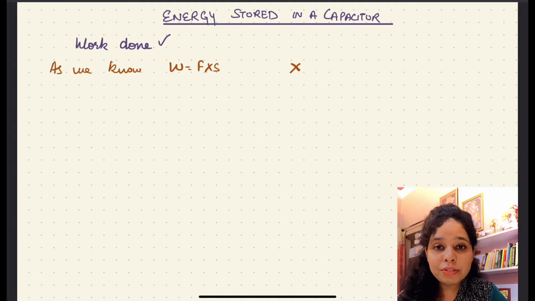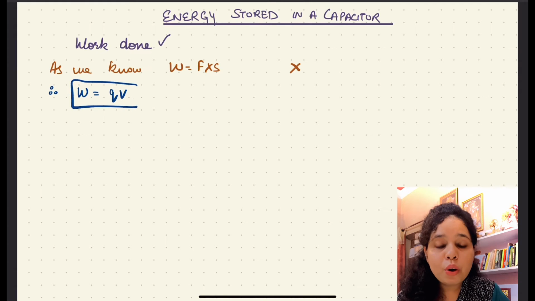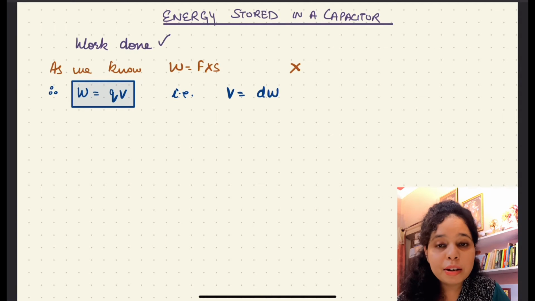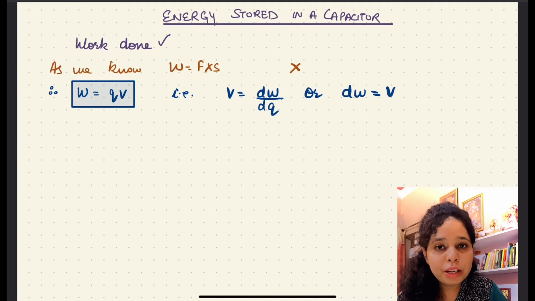So in electrostatics we discussed various terms, that is potential, charge, capacitance, but here we will talk about the term that is work done is equal to potential multiplied by charge, that is W is equal to QV. This was the equation which we already have derived, so we will make use of it, and we already have this equation in terms of differential, that is dW upon dQ is equal to V, or we can say dW is equal to V dQ.